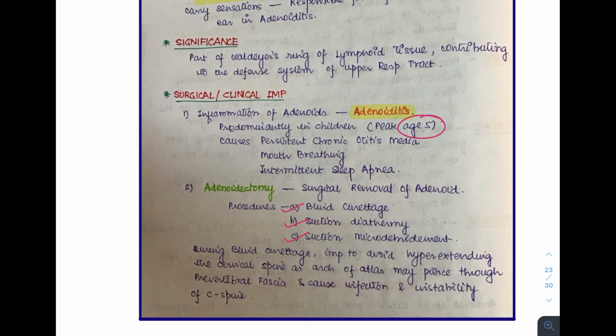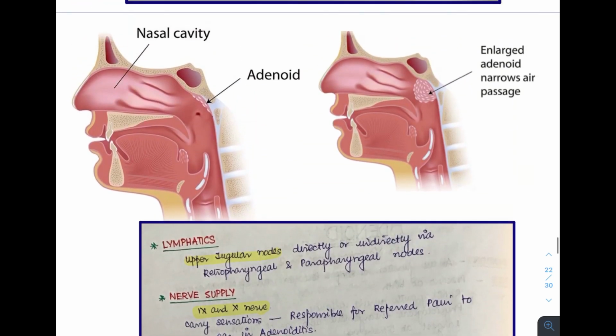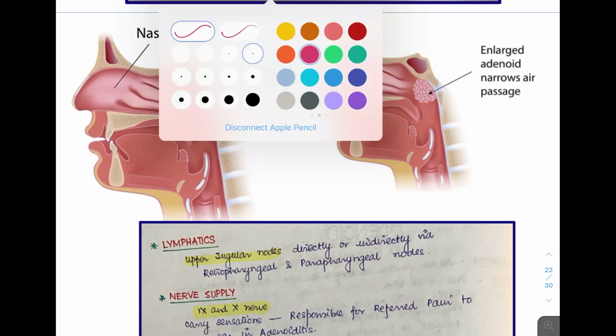Now, during blind curettage, it is very important to avoid hyperextending the cervical spine, as the arch of the atlas may pierce through the prevertebral fascia and cause infection and instability of the C-spine. So you see, this I have told you before, this is the normal adenoid.